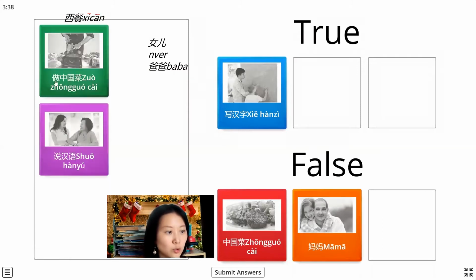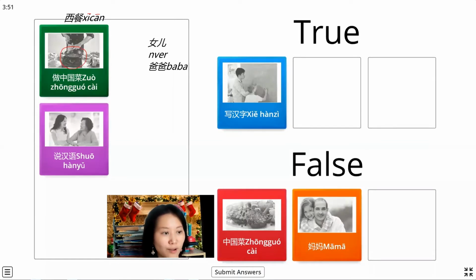Okay, this one is 做, to do something. 做中国菜, just cook Chinese food. Yes, no problem. Because of the 中国, this is 锅. We always use the 锅 for Chinese food. And this one is like cooking Chinese food. So we say 做中国菜. Yes, this one is true.